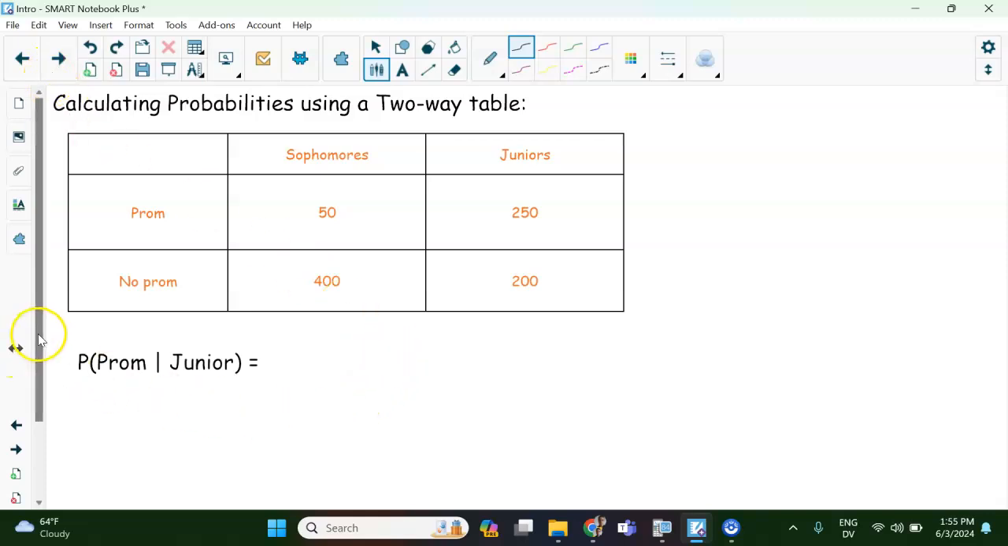Okay, next up is conditional probability. See if you can do the probability that someone went to prom given that they're a junior. I'll pause the video and have you give it a shot.